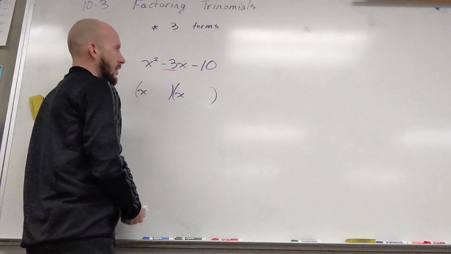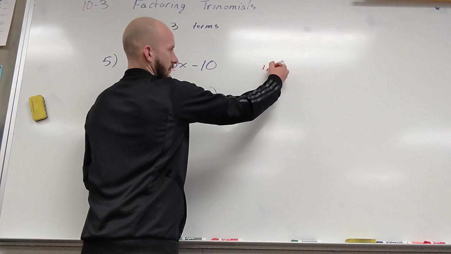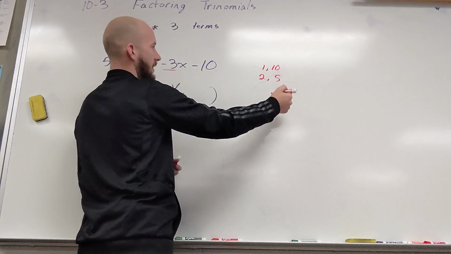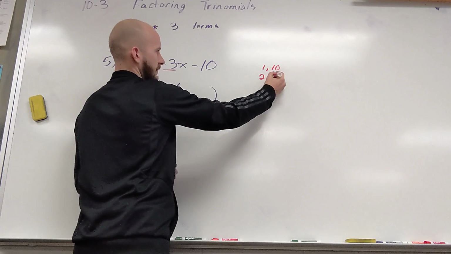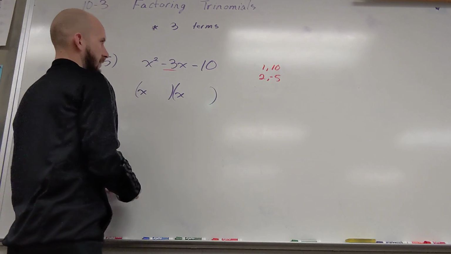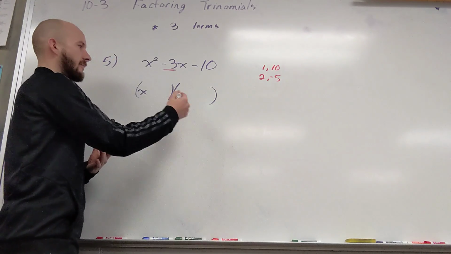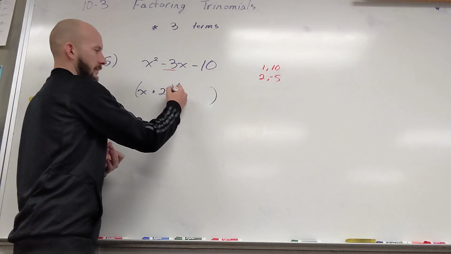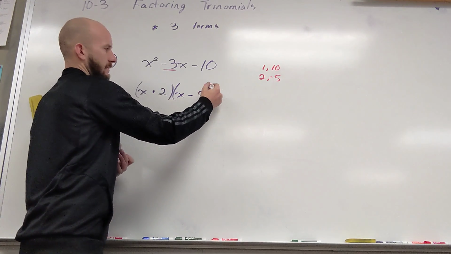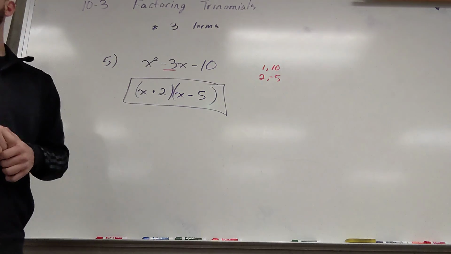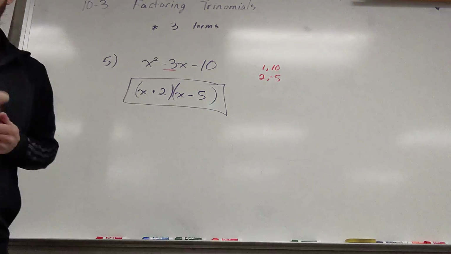So if you wanted to list them all out, 5 and 2, it would be 5 and 2. Which one needs to be negative? The 5. So it's going to be 2 and negative 5. Doesn't matter which one goes where. Okay. Everybody all right with that? All right.